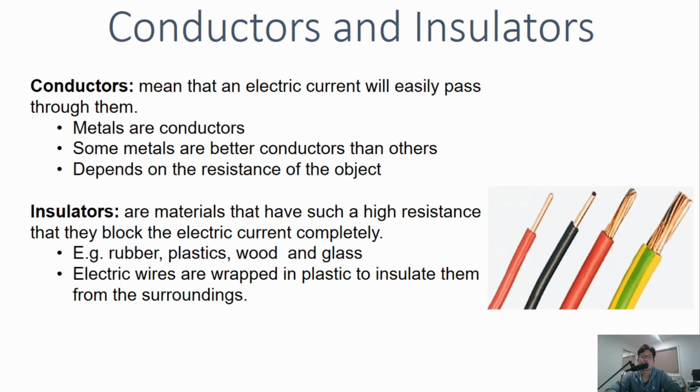Insulators are materials that have such a high resistance that they block the electric current completely. Some examples of these are rubber, plastics, wood, and glass. Because of this, electrical wires are usually wrapped in plastic to insulate them from the surroundings. This is important so when we grab the wire or pick up the wire or try to plug it in, we don't actually get electrocuted. And this rubber or plastic coating is protecting us from that.